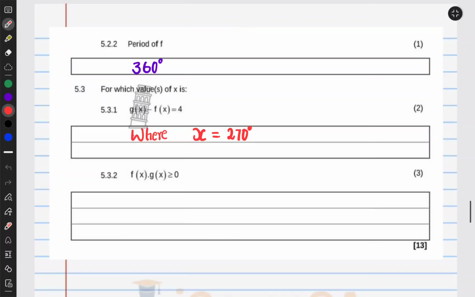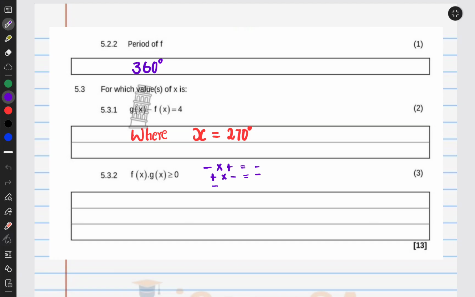And then next, for which values of x is f at x multiplied by g at x greater or equal to 0? The way I like to demonstrate this is that we're actually looking for positive numbers, because the product of f at x and g at x must be positive. Where we have f at x multiplied by a positive g at x, that would give us a negative, so it will be less than 0. That won't work.